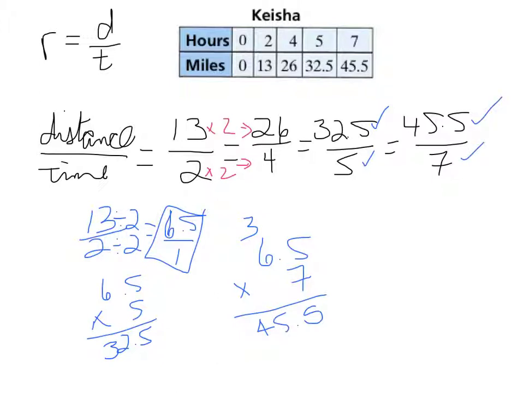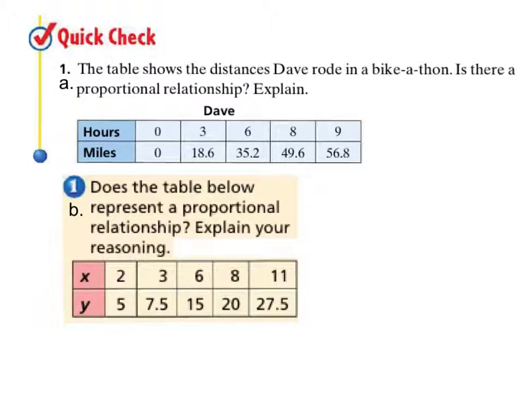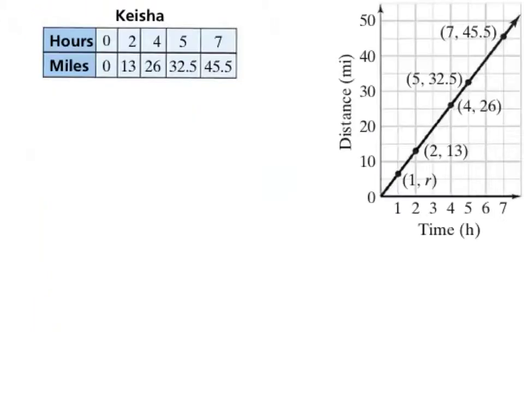So because all of these are in proportion and they follow our unit rate that we figured out, this is in a proportion. So the ratios are equivalent. So there is a proportional relationship between the time and the distance. Pause the video and do these two in your notebook. Notice it says explain. You don't get to just say yes or no. You have to explain why there is or is not a proportional relationship.